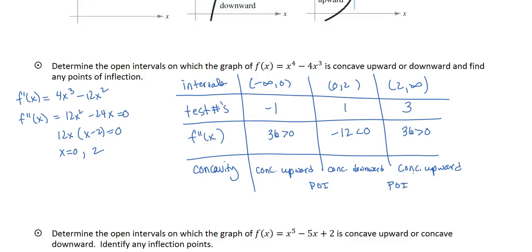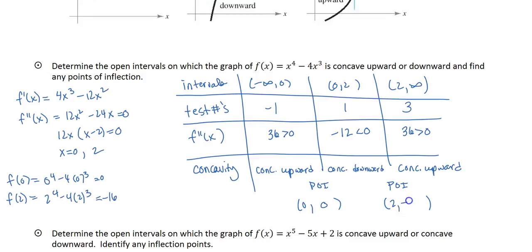So we have a point of inflection at 0, something and 2, something, and if you want to find out what those y values are, you go back to the original function. So that's 0, 0, and f of 2 would be 2 to the 4th minus 4 times 2 cubed, which ends up giving me negative 16. So these are the intervals on which it's concave upward or downward. That'd be negative infinity to 0, and 2 to infinity for upward, 0 to 2 for downward, and then your points of inflection here.